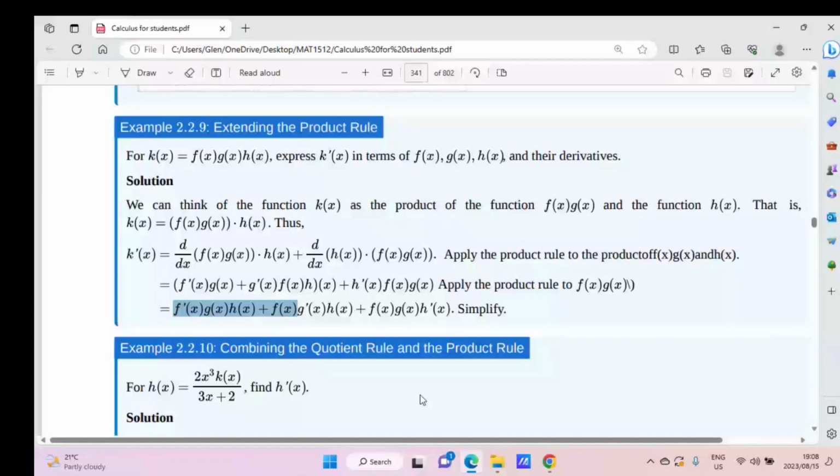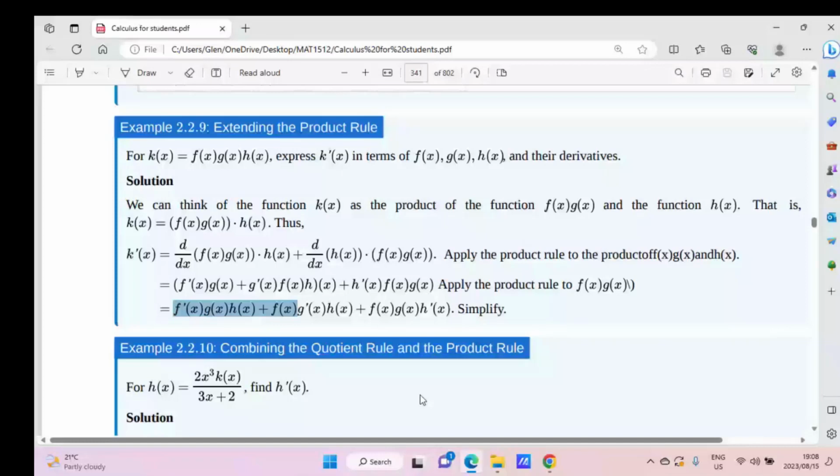My sister Erica. Mine is almost the same as Ntumiso. In the numerator, I have 12x to the power of 3 k(x) plus 6x to the power of 4.